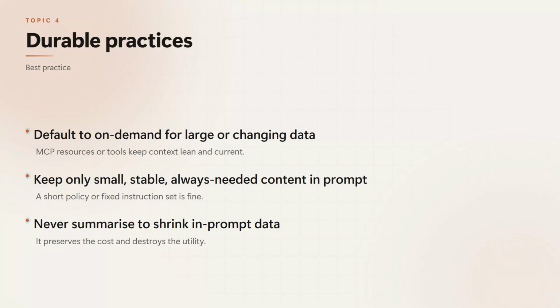The only exception is content that is small, stable, and needed on almost every request, like a core policy the agent must always apply. When the author rejects summarization, the reason is not that it is technically wrong, it is that summarizing keeps the per-request cost and throws away the precision that made the data useful. You end up paying for a blurry version of the same stale information. That is the reasoning to carry into any system you build next year.